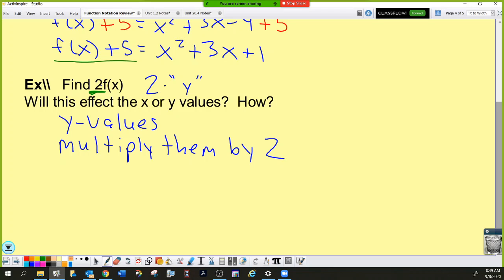So if something changes on the outside, this is you changing the y values. Well then, if changing the outside changes the y values, what is changing the inside going to do? What am I going to be changing if I change the inside? All right, we'll try that one more time. If I change the outside, I'm changing the y's. So if I change the inside, what do you think I'm changing? The x's. There it is.